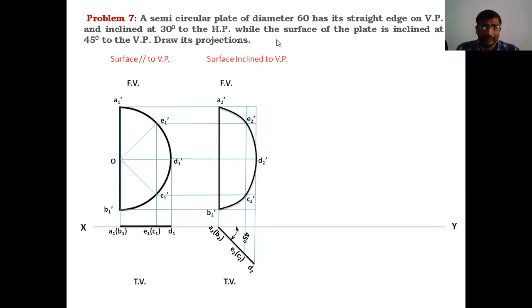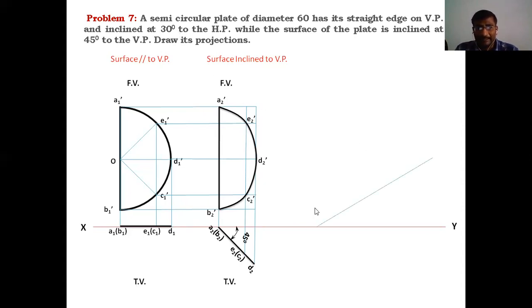How to draw the third stage? By following the given condition: the straight edge is on VP and inclined at 30 degrees to the HP. The straight edge must be inclined at 30 degrees to the HP. Here, what is the position of the straight edge? The straight edge is perpendicular to the XY line here. We must rotate this straight edge 30 degrees to the XY line in the front view.